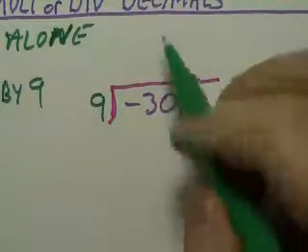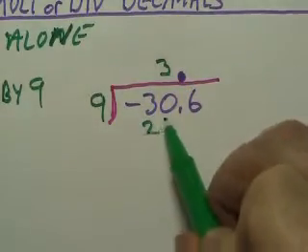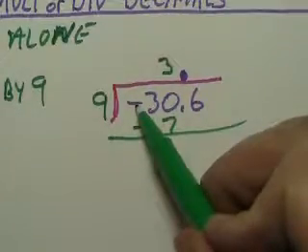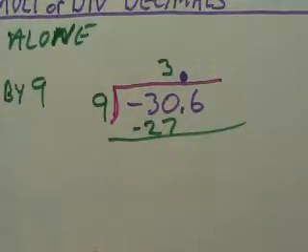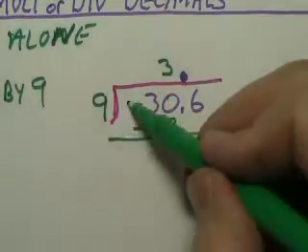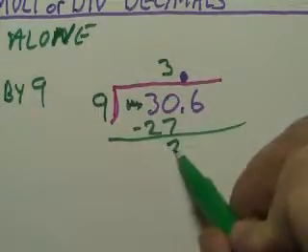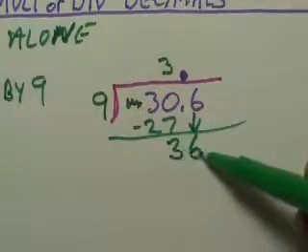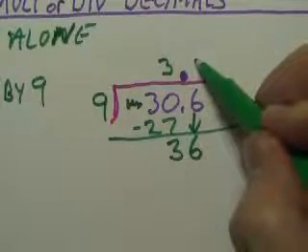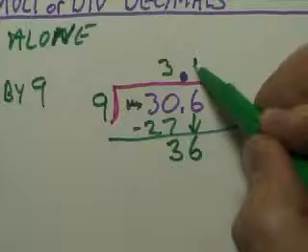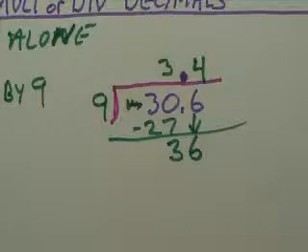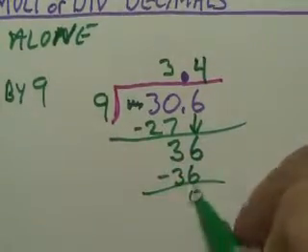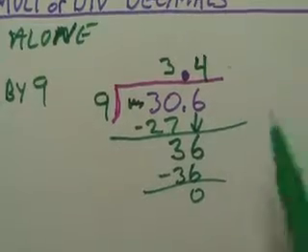So 9 goes into 30 3 times. That's 9 times 3 is 27. Okay, you subtract that. By the way, I don't have to put this negative in there. I know my answer is going to be negative. I don't even have to bother with that. So let me just scratch that out. So that leaves me with 3. Bring down the 6. 9 goes into 36. 9 times what? 4? 36. Okay, so 9 times 4 is 36. And there's none left over. So our answer is 3.4.